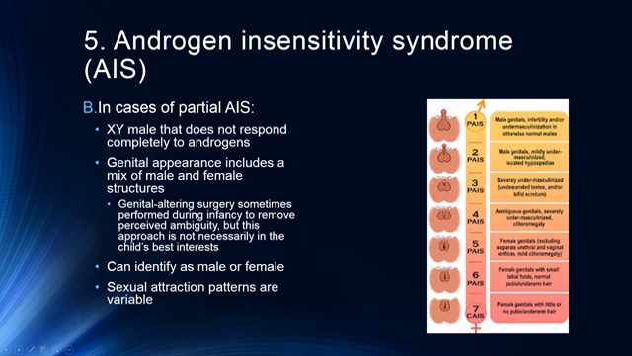Again, in the middle here, we start to get lots of in-between, including a mixture of male and female structures. And the best thing for the child is to wait for them to grow up and then decide if they want genital altering surgery.